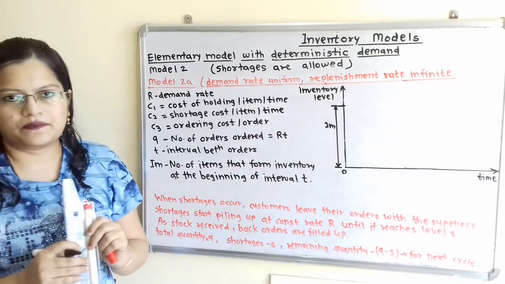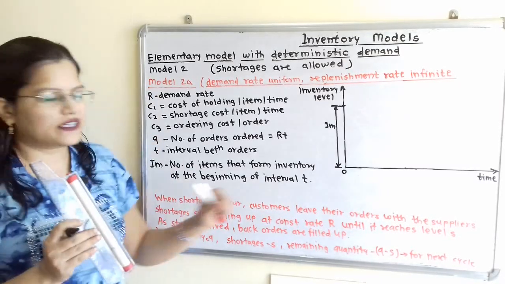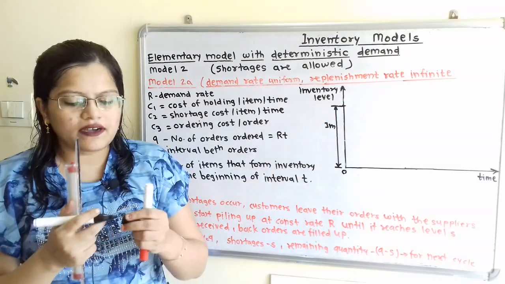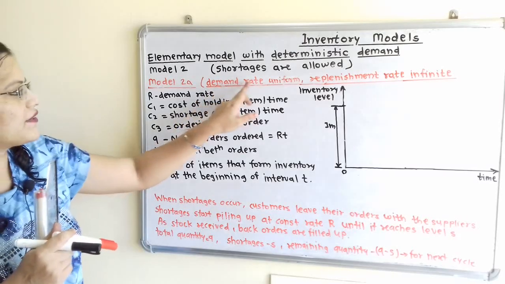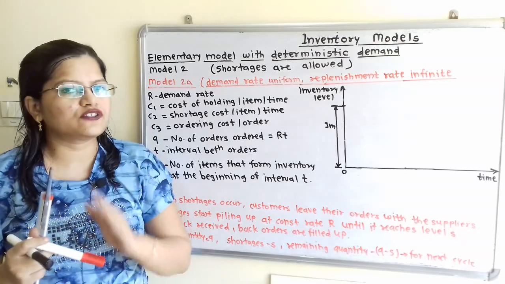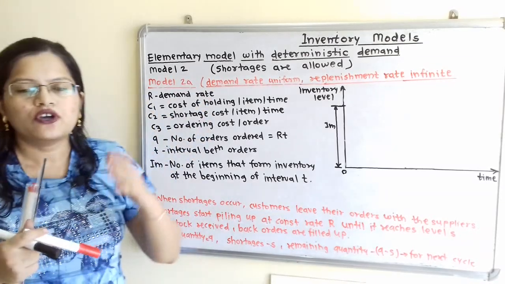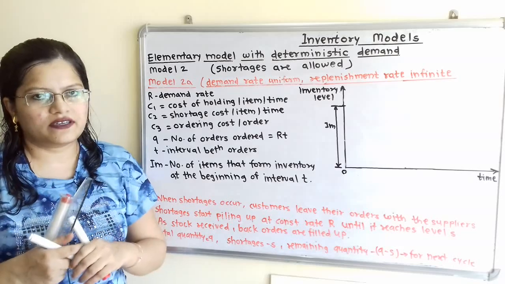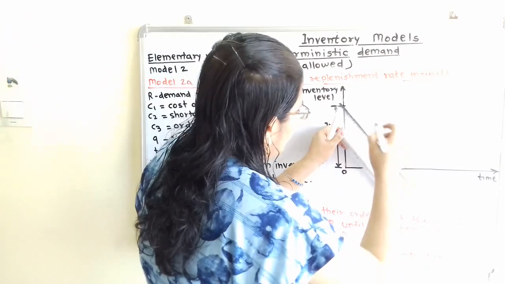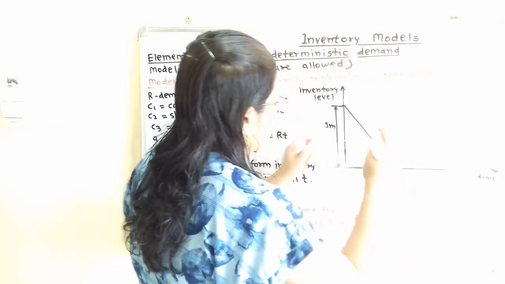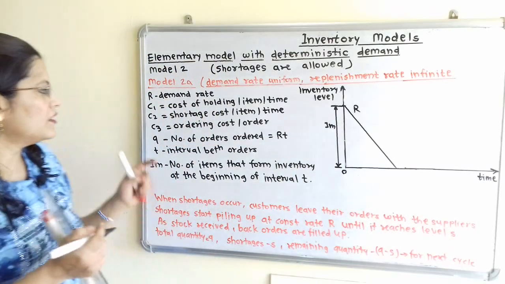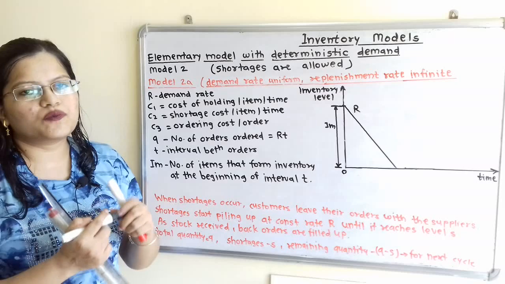Then what is happening? Next is the demand rate. Suppose this is the inventory level, and then the demand rate is uniform. It is given that the demand rate is uniform. That means we can also say that the consumption rate is uniform and its notation is R. So we have to show that demand rate. Since it is uniform, we have to show it with some slope. So I will show here, this is the slope and here is the demand rate. Then again we have to move to the next point.